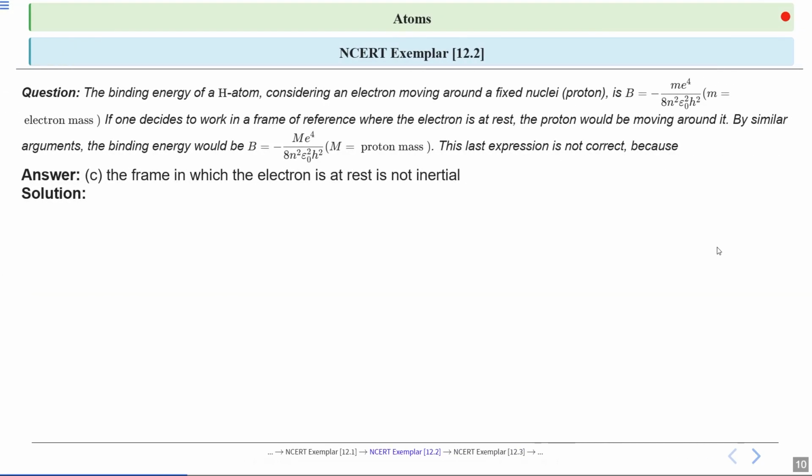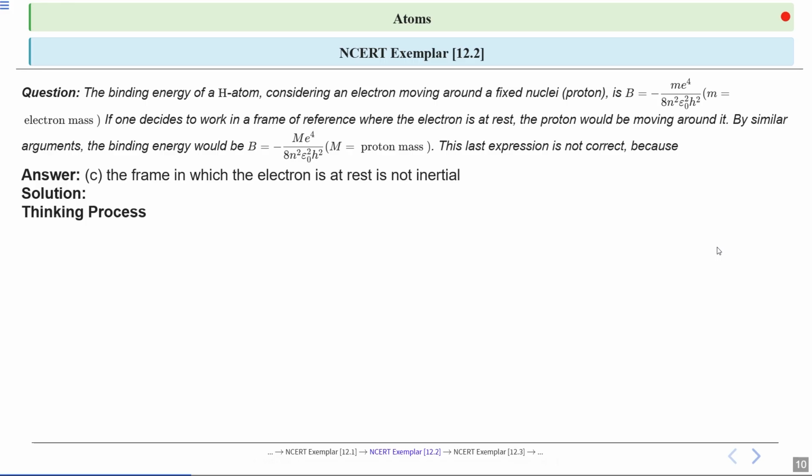So notice how the question asks what happens if we switch to a frame where the electron is at rest and the proton moves around it. The correct option is C: the frame where the electron is at rest is not inertial. Let's think through the problem.